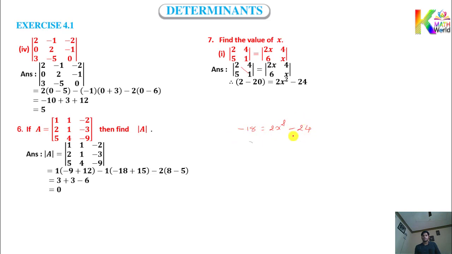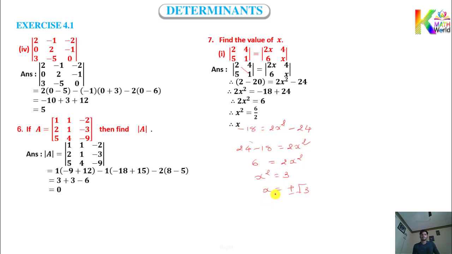So taking this -24 on this side and 2x square as it is on the other side, 24 minus 18, that will be how much? 6 equals 2x square. So 2 3s are 6. So you get x square equals how much? 3. Then x will be how much? Plus or minus √3. The same thing you can see in this calculation.